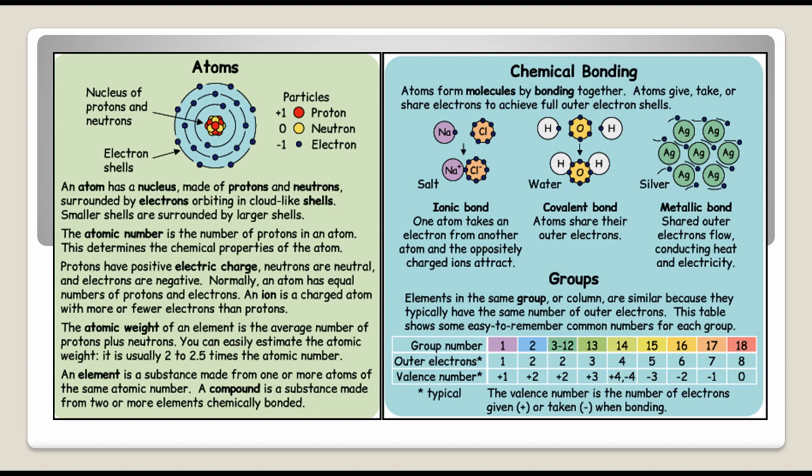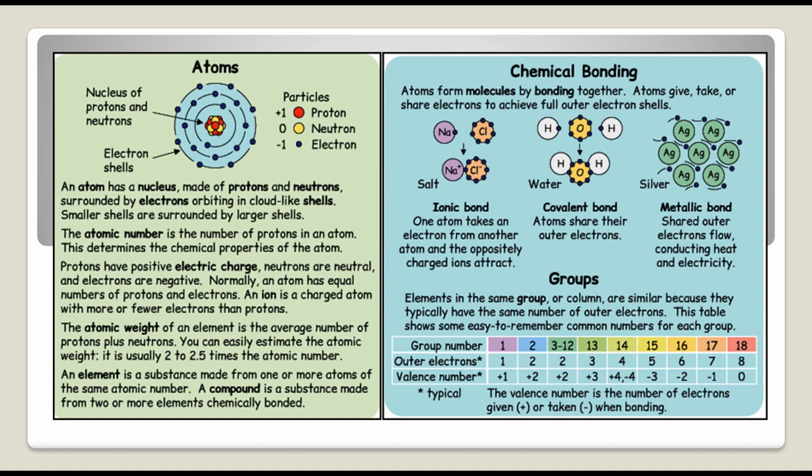In the bond, electrons are shared. Unequal sharing produces a polar compound. Equal sharing produces a non-polar compound. For example, benzene. What is a metallic bond? Shared outer electrons flow, conducting heat and electricity. That bond is called a metallic bond.